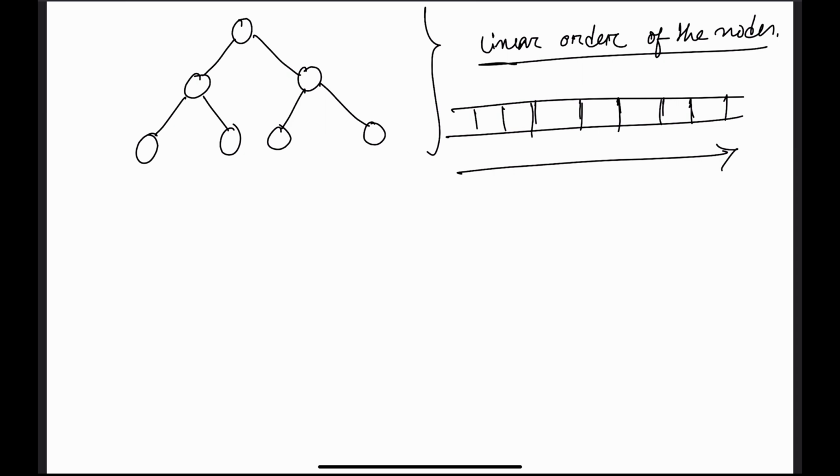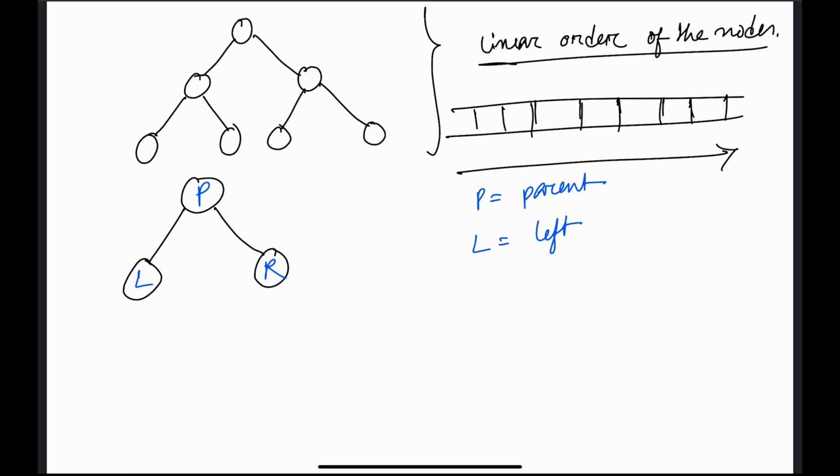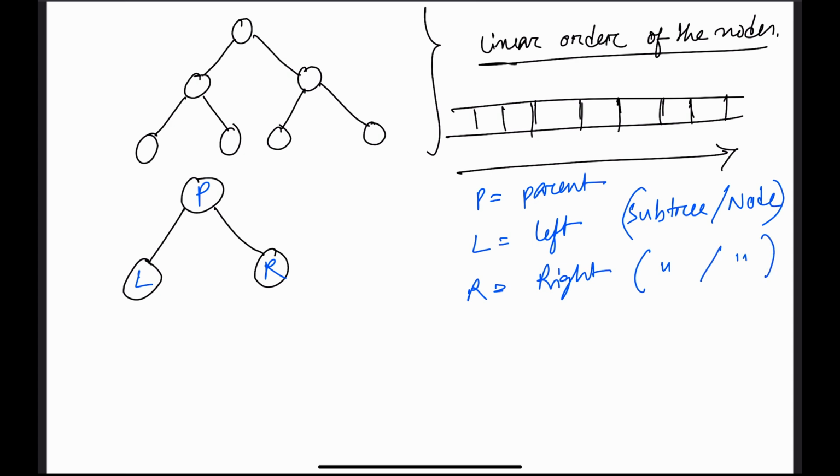Now if I draw a simple tree and put it like P, L and R. P means parent, L means left. Now either it is a subtree or a node, whatever it is. And R means what? R means right, subtree or node, correct? Now there are many ways to iterate. Okay, there are many ways.